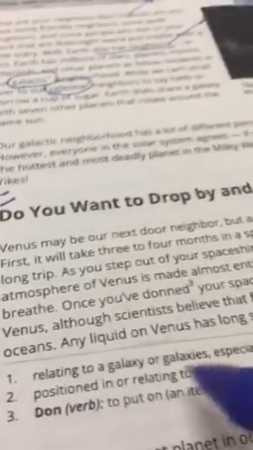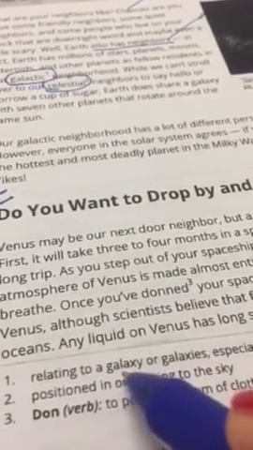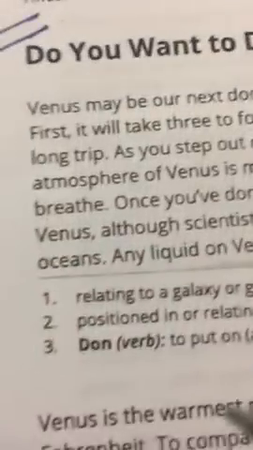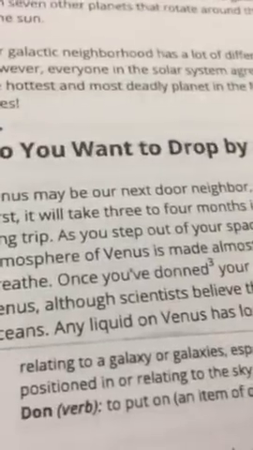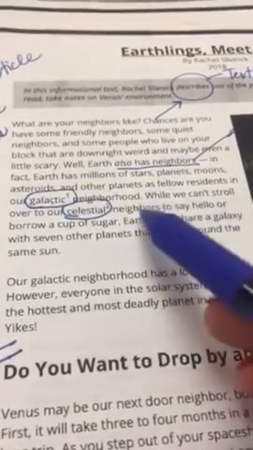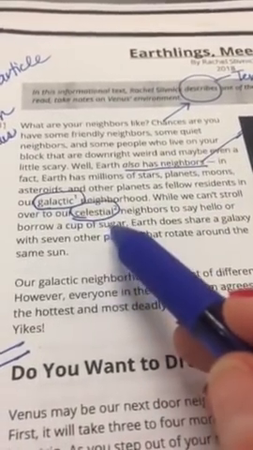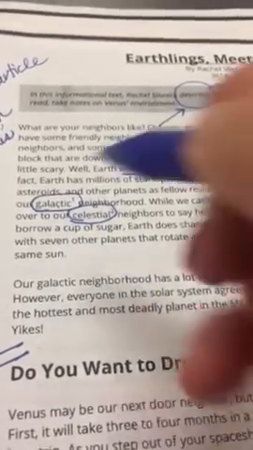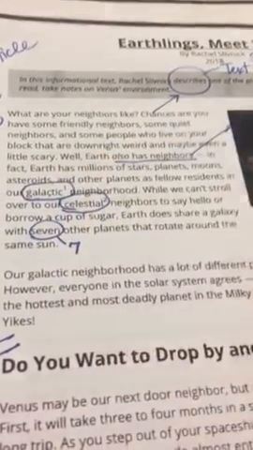So here we have galactic, and if you didn't go down and check here, relating to the galaxies or galaxy, especially the Milky Way. There we are, Milky Way. And then celestial is the second one. And if I come down here, position to or relating to the sky. So any celestial body is anything in the sky. And of course, they're trying to be funny. You can't go over there and say hello or borrow a cup of sugar. But it does share with 7 other planets that rotate around the sun.